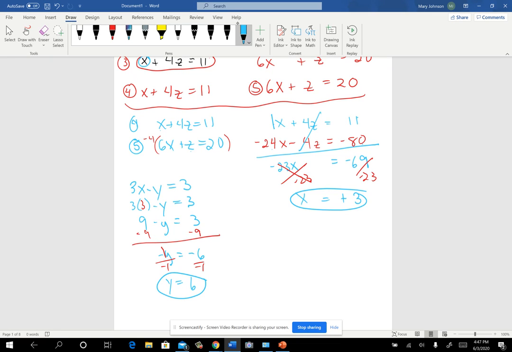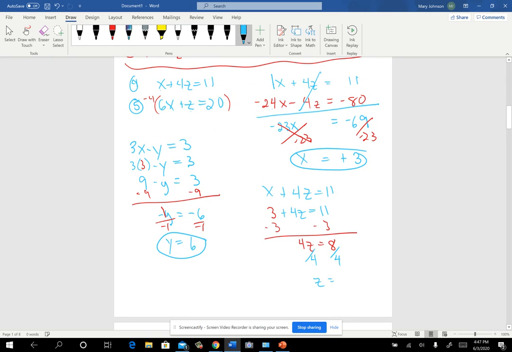Now, I could go, if I wanted to, and plug in the 6 for y on the second equation. Or like I said, you could take that third equation and just plug x in again. And this equation has a z in it. So I could go in at this point and just take away 3. And that would give me 4z equals 8. Divide by the 4. And I would get z equals 2. Okay, so the answer should be a 3, a 6, and a 2.